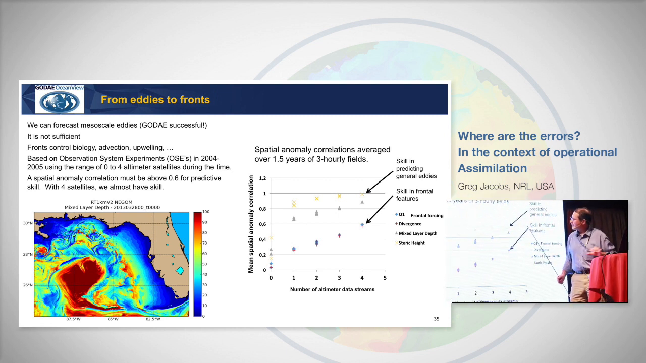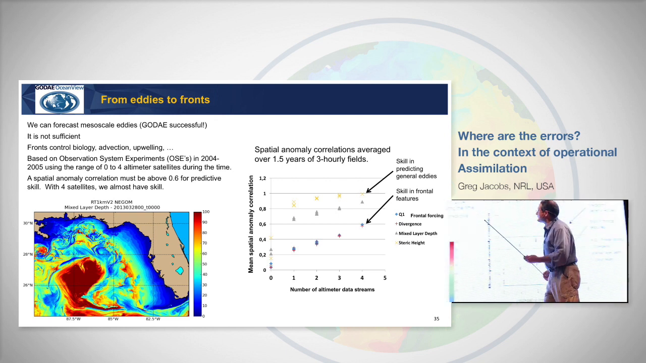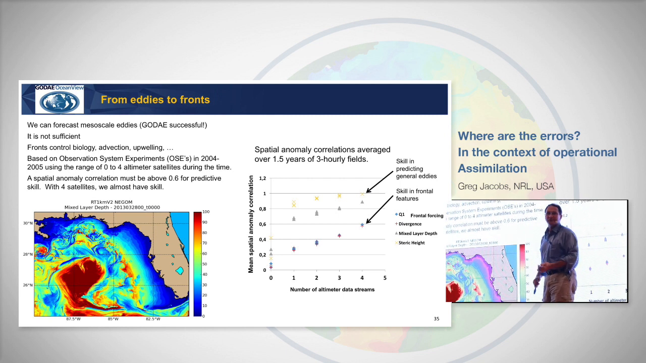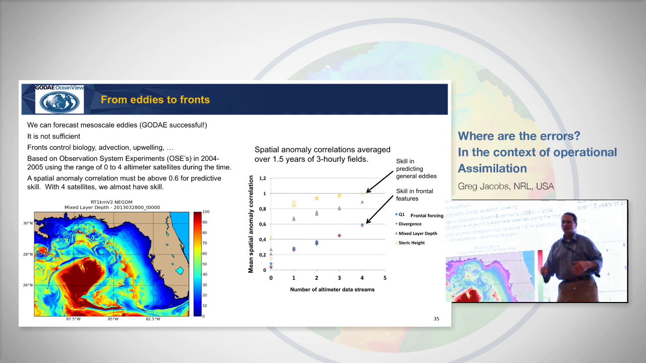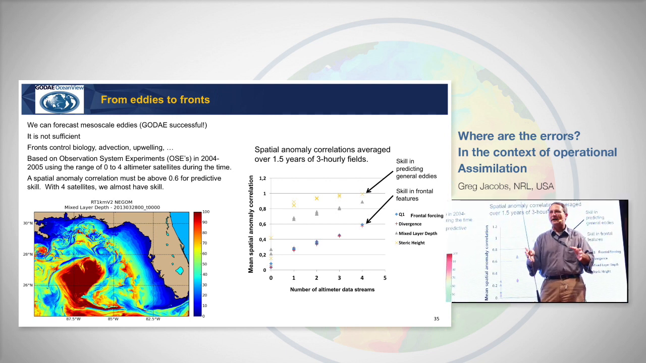Okay, back on track. How well can we do predicting fronts? We can set up an experiment. We did set up an experiment, and we wrote a paper about it. So we set up an observation system experiment from 2004 to 2005, a year and a half when there were 4 satellite altimeters available.